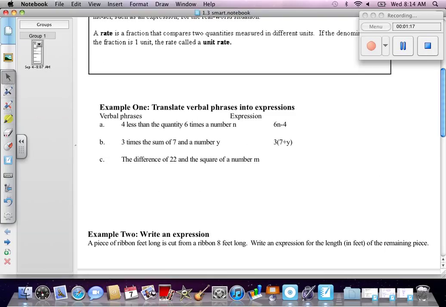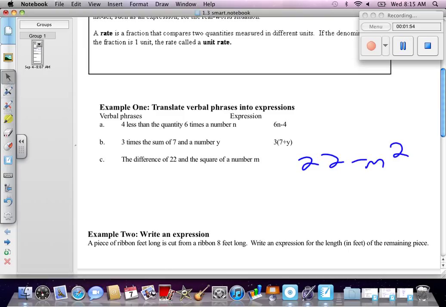Okay. All right. So example 1, you don't have to do anything. It kind of gives it for you. It's just more examples. 4 less than the quantity of 6 times a number n. That means 6n minus 4. 3 times the sum of 7 and a number y. So 7 plus y times 3. The difference of 22 and the square of a number m. That means 22 minus m squared.